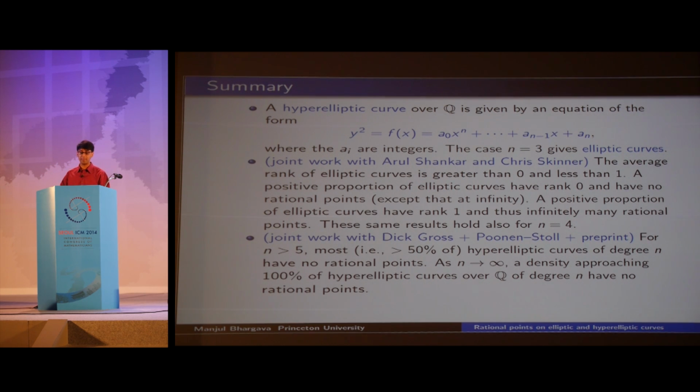So once your degree is even more than 10, it's a very, very negligible probability that a polynomial will take a square value. I should mention that, notice the assumption here was that n is bigger than 5. The case n equals 5 remains open. We don't know that a positive proportion in the case n equals 5 of hyperelliptic curves have no rational points, although that's probably true. And there are some methods that should handle it. But at the moment, n equals 5 is that middle case that remains open.